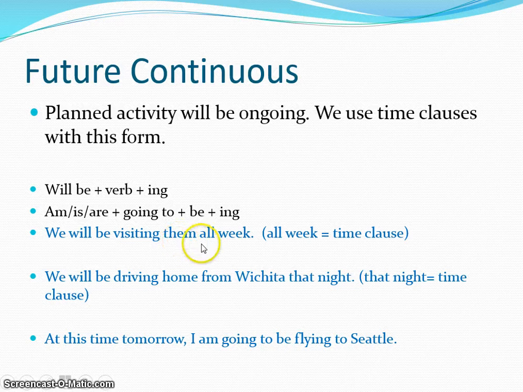We will be visiting them all week. All week is your time clause. And here's your formula right here. We will be driving home from Wichita that night. That night is your time clause. And here's will be driving. So these are all activities that I plan to do in the future. And they express some kind of time clause. So when will it be happening?